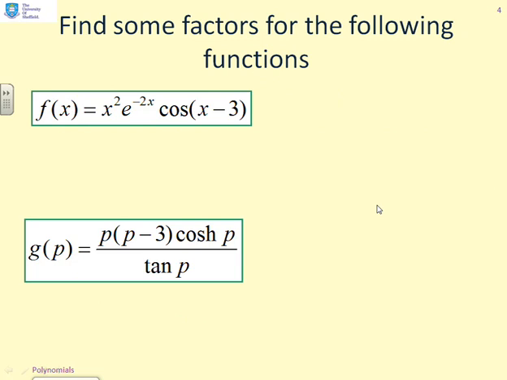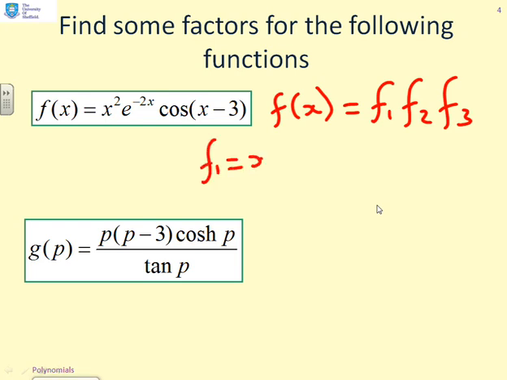We've got at the top here f of x equals x squared e to the minus 2x cos x minus 3. So I could write f of x equals f1, f2, f3. That's the product of three smaller functions, where f1 equals x squared, f2 equals e to the minus 2x, and f3 equals cos of x minus 3. So there are three factors in f of x, and these factors are f1, f2 and f3.